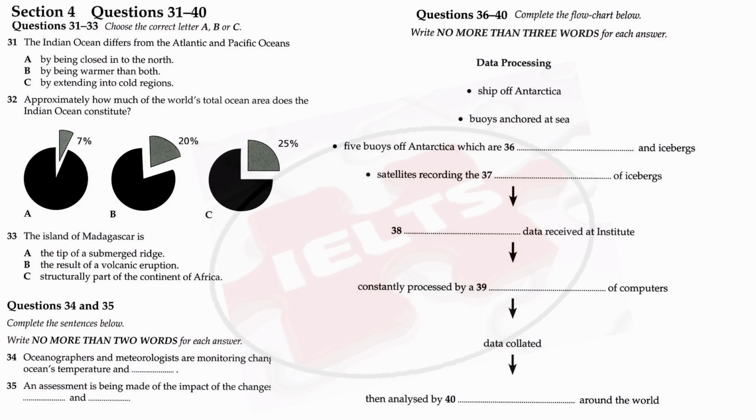Satellite images are also being used to record the size of the icebergs from the moment they break off from Antarctica. Their course is then mapped as they move out into the Southern Ocean. Here at the Institute, the raw data from the various sources are received and the information is then constantly processed by a bank of computers.